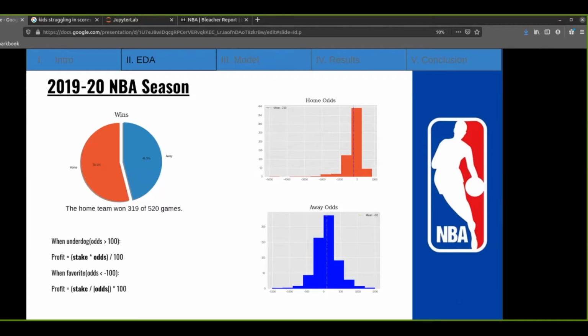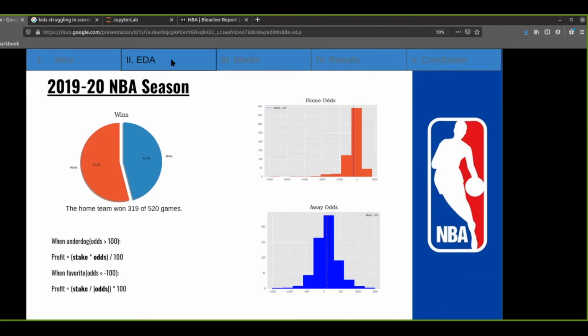So a look into the data from last season, you can see the home team won about 54% of the time. And the mean Vegas odds for the home team winning was a minus 210, which means they were considered the favorite on average. And then the mean odds for the away team was a plus 92, meaning they were usually considered the underdog, which makes sense since the home team is more likely to win.